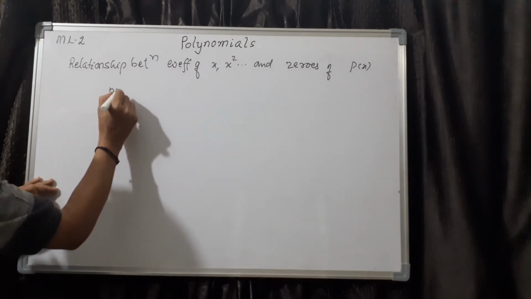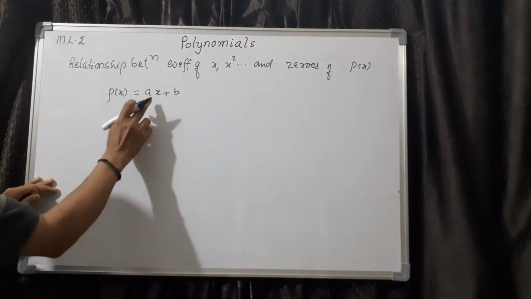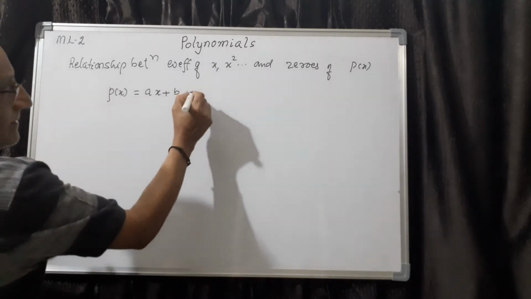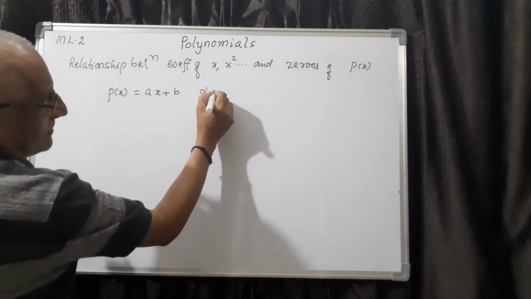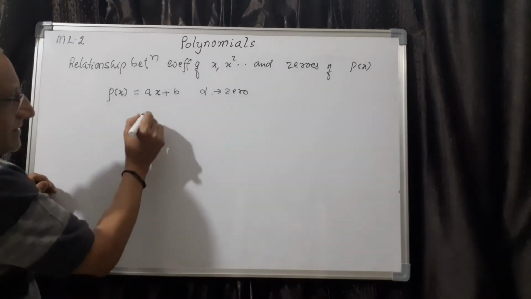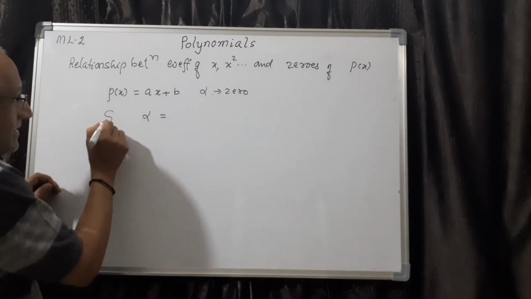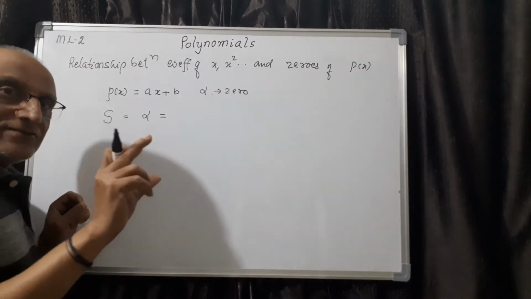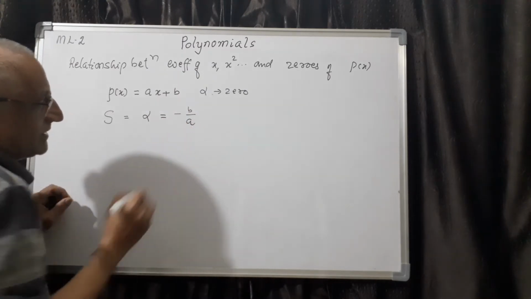Suppose you take p of x equal to, say, ax plus b. That means coefficient of x is a, constant is b. So this is a polynomial. Then it will have how many zeros? Only 1 zero. Let me take that zero as alpha. So this is the zero of the polynomial. Then you can see alpha equal to, because it is actually the sum, you can take this as s, sum of the zeros, but there is only 1 zero, therefore I have to take alpha only. This is minus b by a.